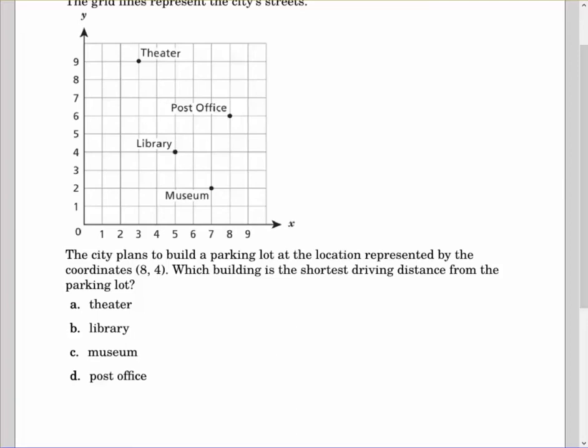So again, you're either underlining these or highlighting these. But it says the city plans to build a parking lot at the location 8, 4. Right? So that's where the parking lot's going. Which building is the shortest driving distance from the parking lot? So the key thing is here, not only the coordinates, but we're looking for the shortest drive from the parking lot. All right? So let's find out where the parking lot is.